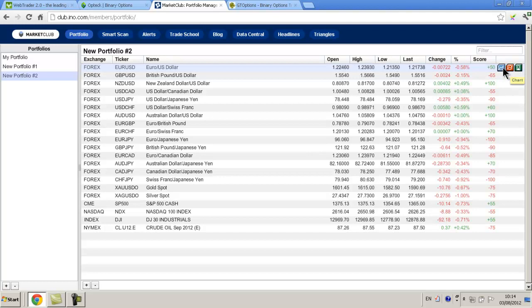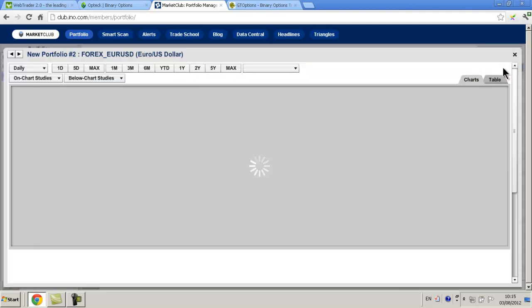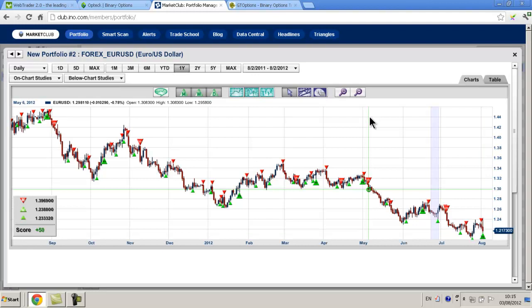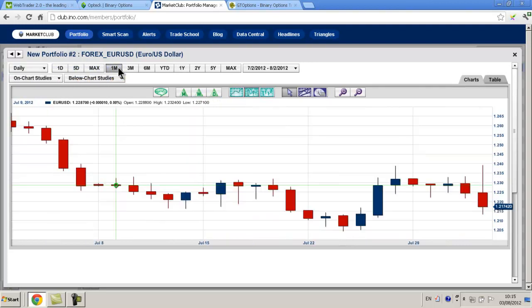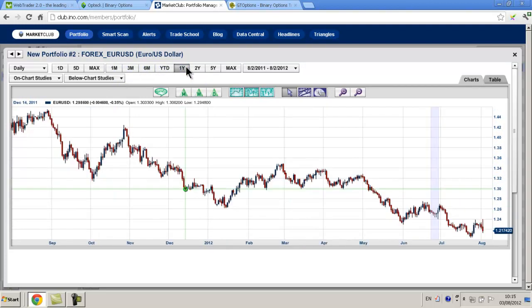I want to click on that chart, and this is going to bring up a chart. Now, when we do this trading, we're looking for three things. Let me set the charts up from the beginning for you. Let me take these off. We want it set up as a daily chart. Usually I will be looking at a 1 month chart like that, but for demonstration purposes, I'll put it to 1 year.